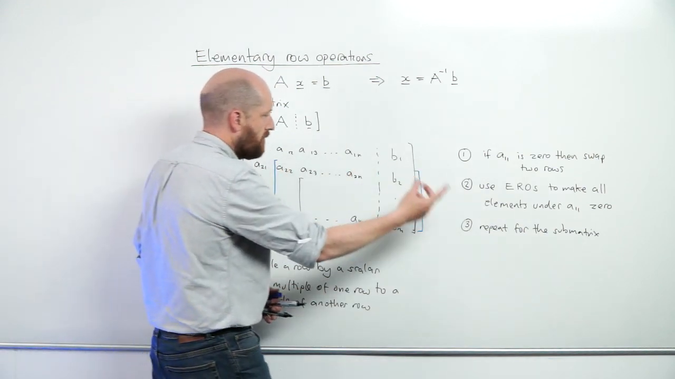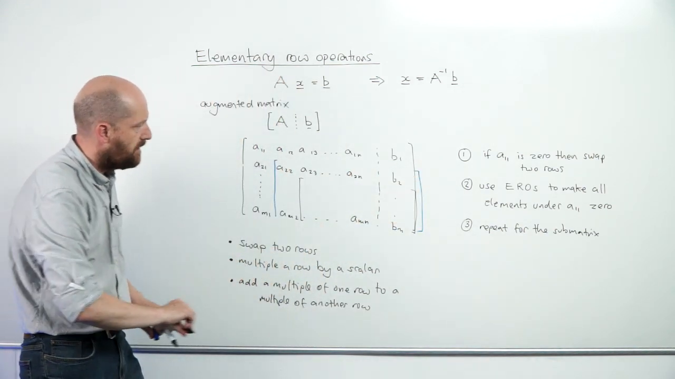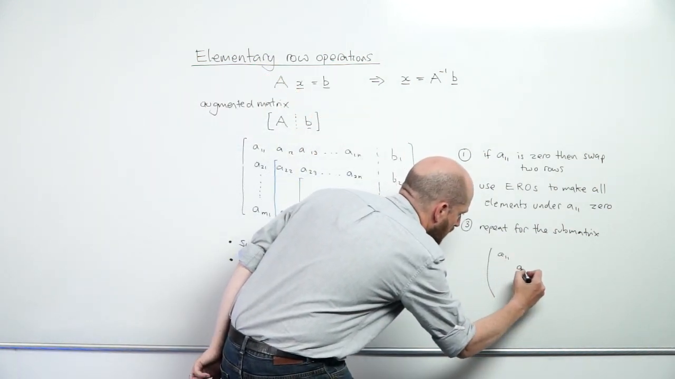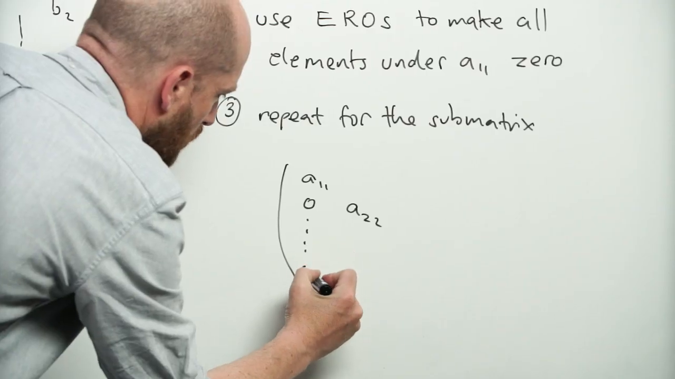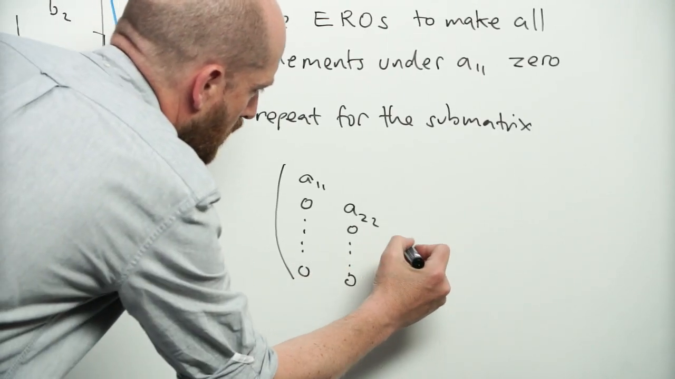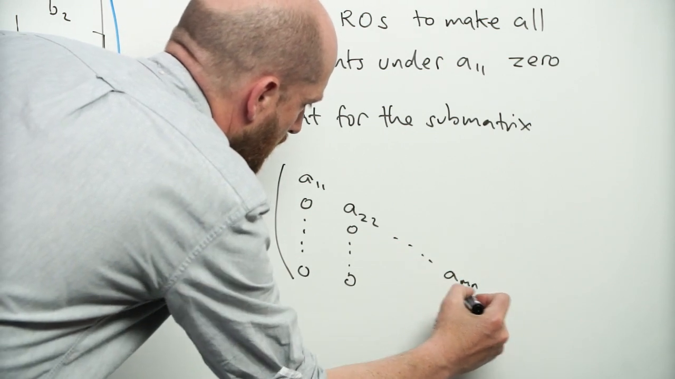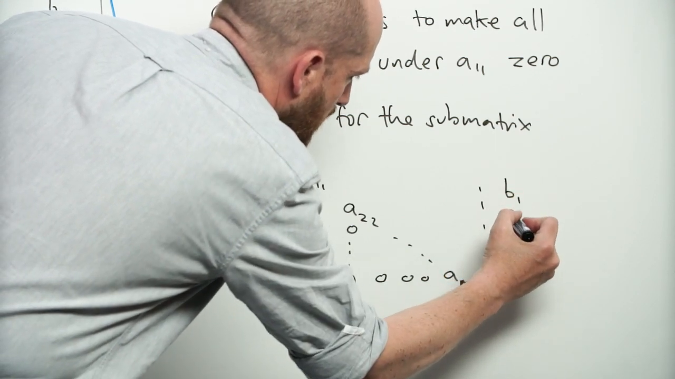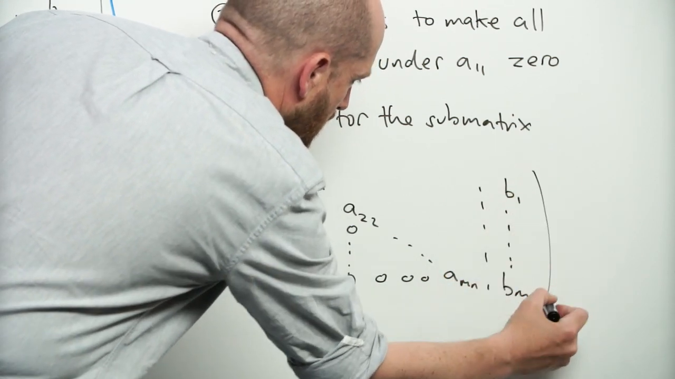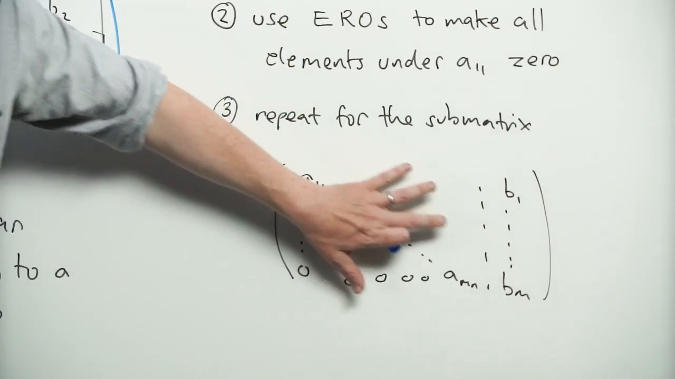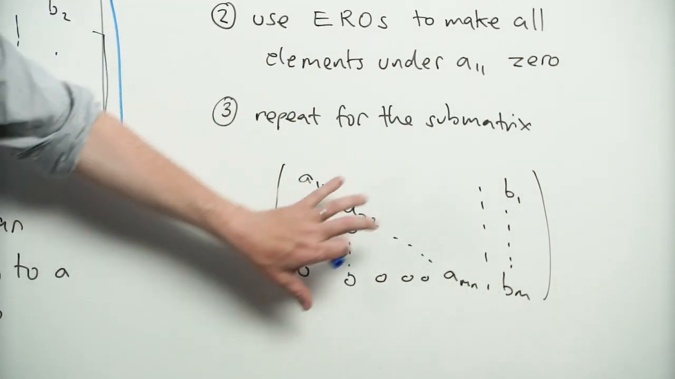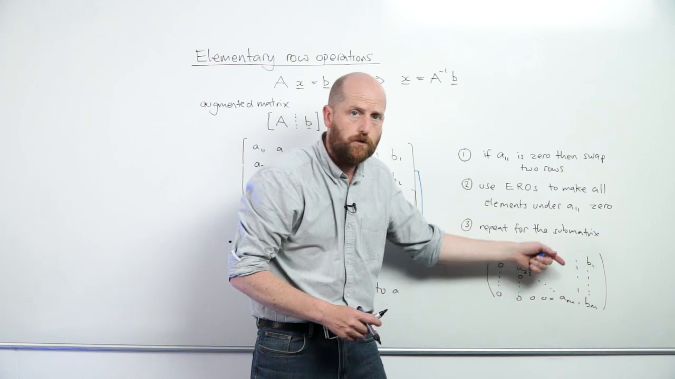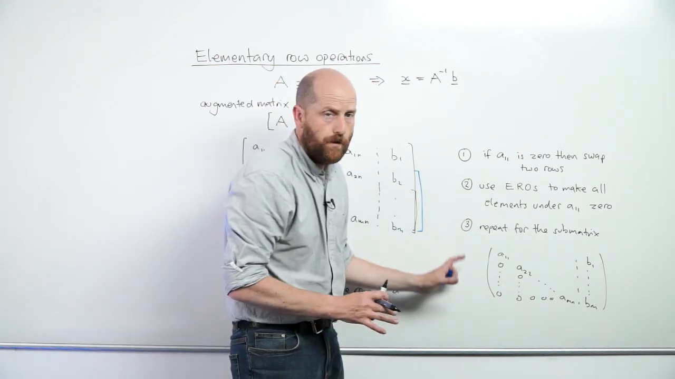So I repeat and repeat and repeat until what I get is a matrix that looks like this. It has some diagonal elements, but then it's got zeros all the way down here, with my various different B values on this side. The key thing here is that this part A here, this matrix A, it used to be A, is now an upper triangular matrix. There are 0 elements everywhere except for this upper triangle. Okay, so what do I do now?